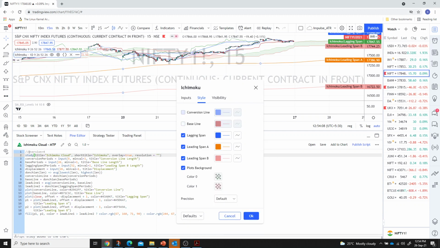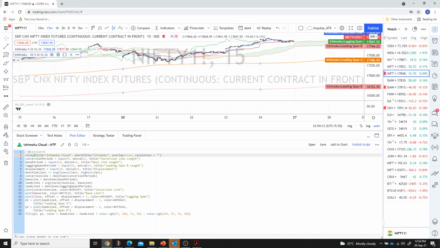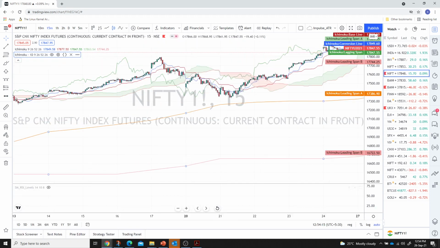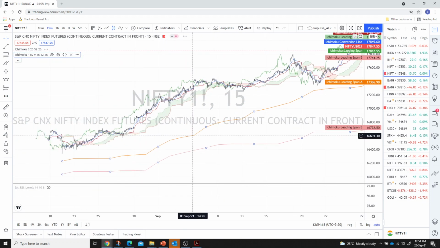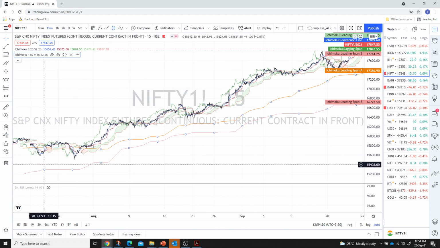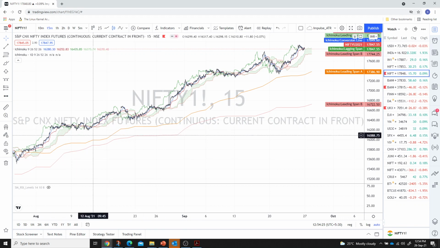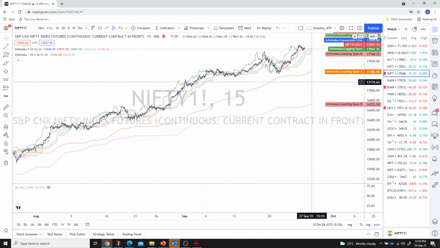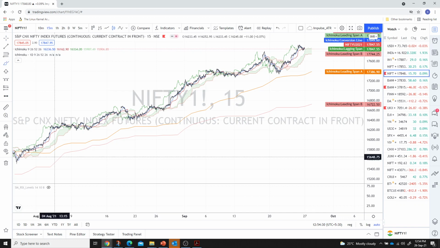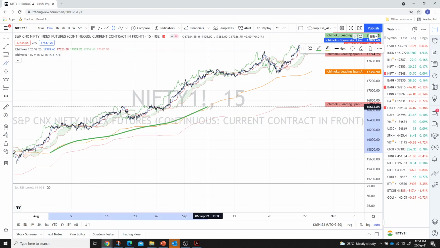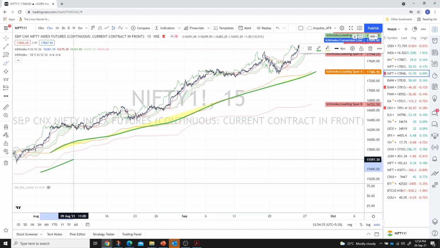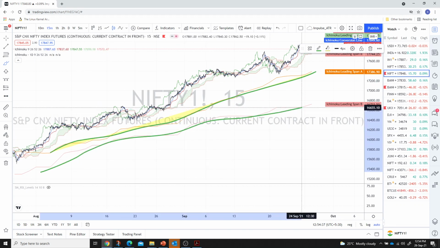I will remove baseline conversion line. Okay, lagging also I'll remove. Yeah, so the coloring is not there in higher time frame, but you see this is my cloud. It is all on daily time frame. This cloud is here. It is all giving me only long. So price above Ichimoku cloud is usually long. So it is saying long on the daily time frame.